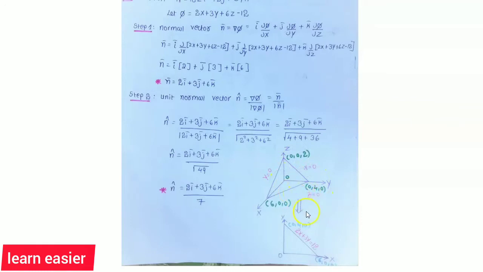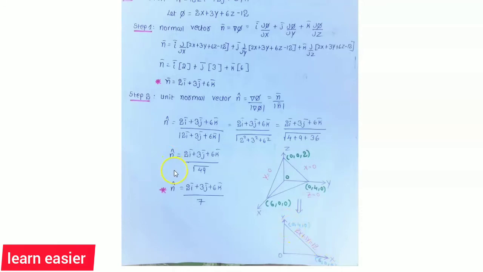So why am I writing this xy plane? Because, as we already discussed in the last videos, we generally take the projection of surfaces on the xy plane. So after the projection of this surface on the xy plane, we have the line 2x plus 3y equal to 12. So this is the xy plane, and that's why here we separately represent the xy plane as 2x plus 3y equal to 12.